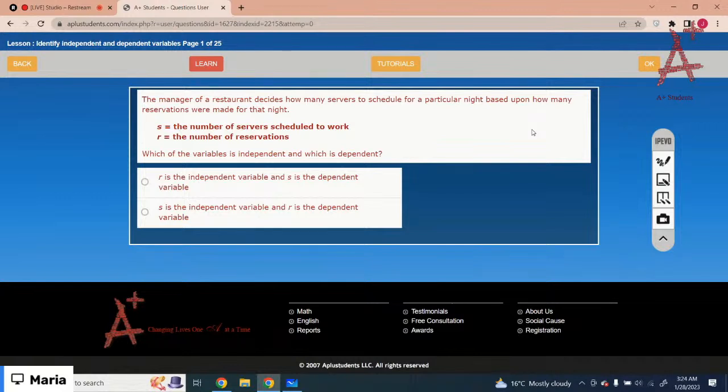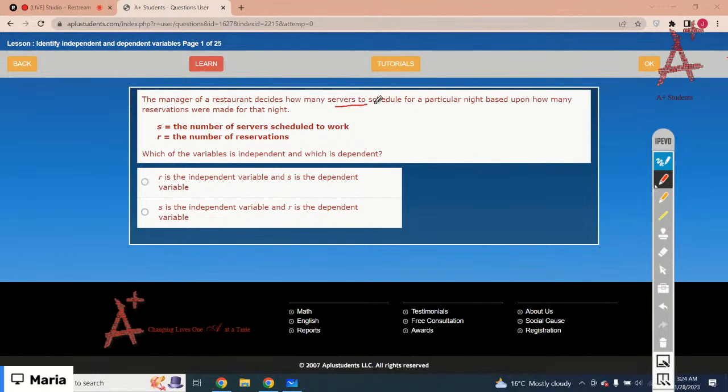You can understand this line, the number of servers to schedule for a particular night based upon how many reservations. So basically the schedule S is dependent on the variable R. So S is the dependent variable and R is the independent variable. So option number one is the correct option. R is the independent variable and S is the dependent variable.